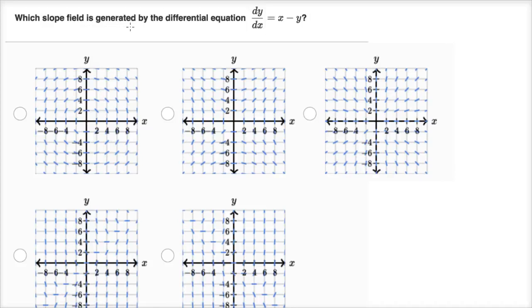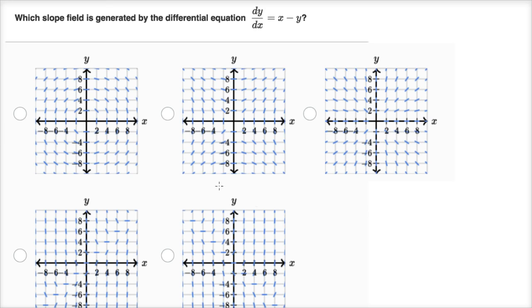Which slope field is generated by the differential equation, the derivative of y with respect to x is equal to x minus y? And like always, pause this video and see if you can figure it out on your own. Well, the easiest way to think about a slope field, if I needed to plot this slope field by hand, I would sample a bunch of x and y points, and then I would figure out what the derivative would have to be at that point.